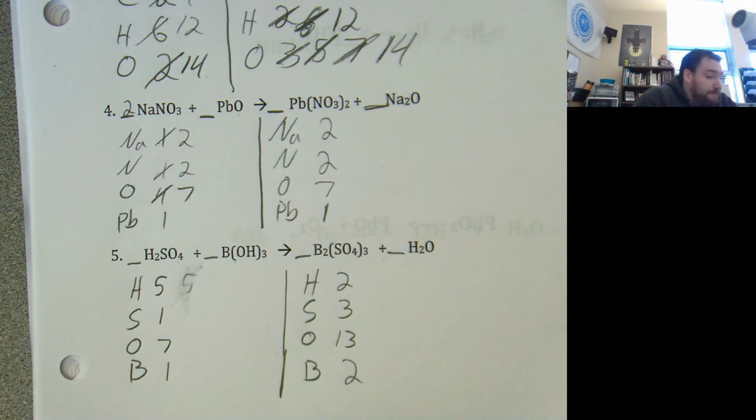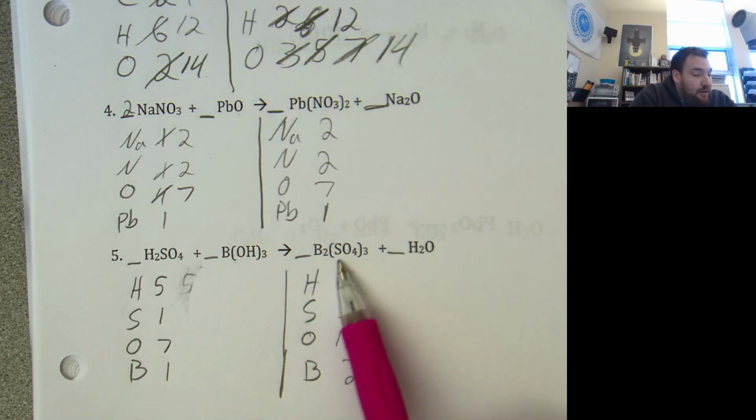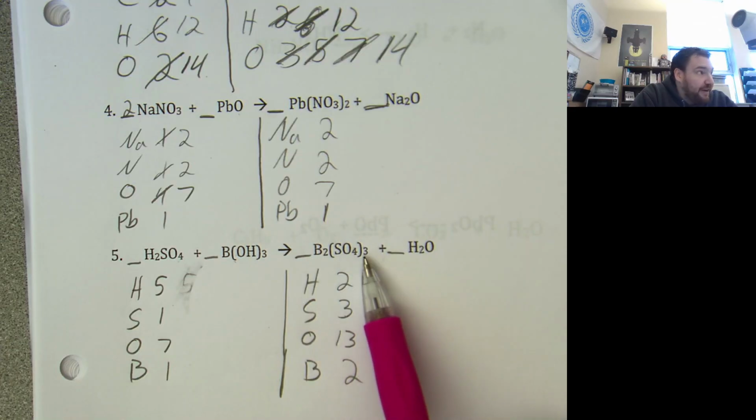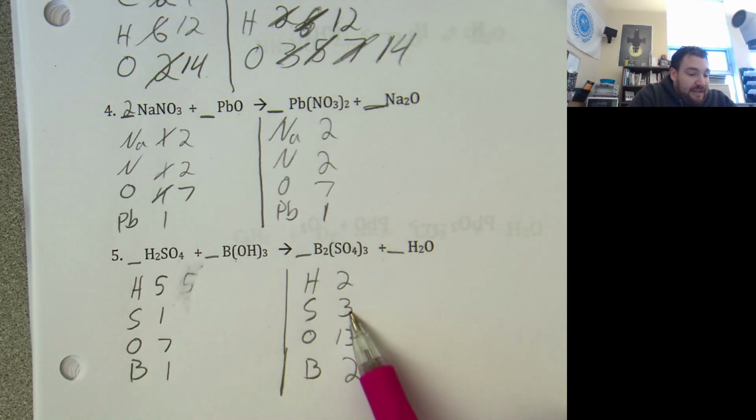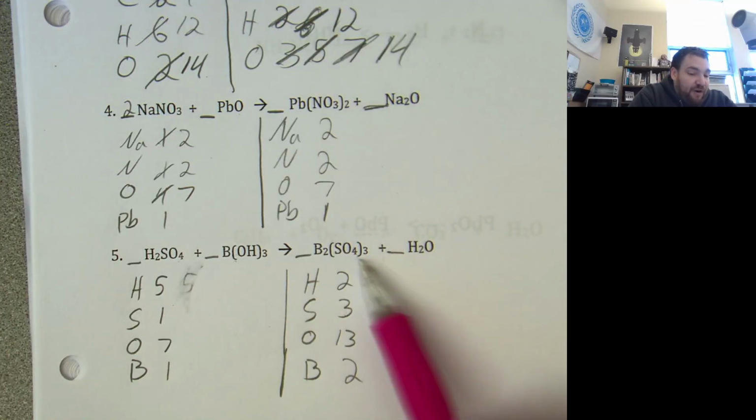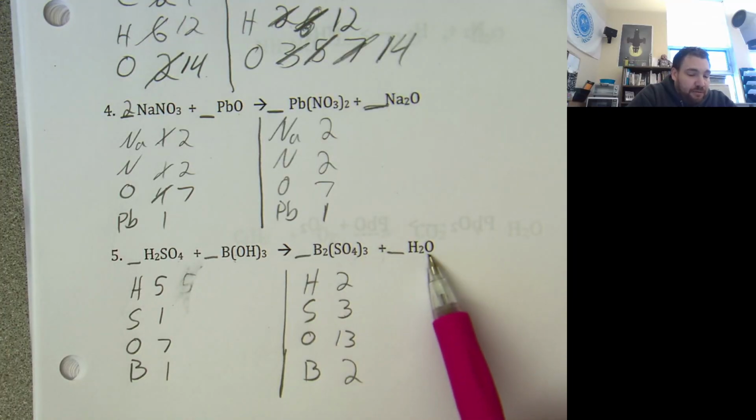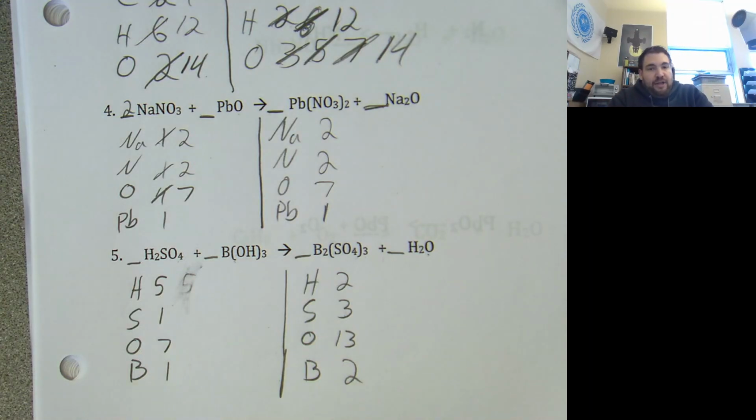Yes, Sarah. The S's on the right-hand side? Okay. The reason that there's 3 S's is because inside that SO4, when there's no subscript, it's a 1. And there's 3 groups of it. So 3 groups of 1 is 3. Then the oxygens is the same. 3 times 4 is 12, plus this one over here is 13. Any other comments, questions, concerns?